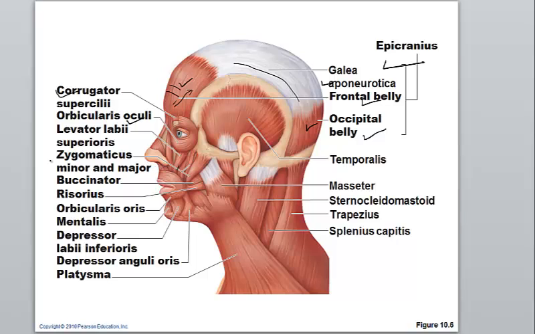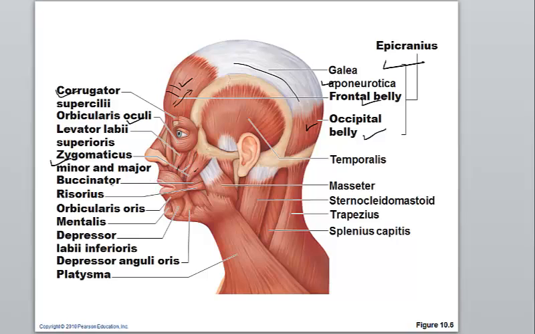Zygomaticus, you have your major and minor. So these are the two muscles, the minor over here, the major over here. You can see those. This is for pulling the angle. You can see how it ends at the angle of your lips, right? So when it contracts, it pulls the angle of your lips upward. So it is a smiling muscle that you have, okay?